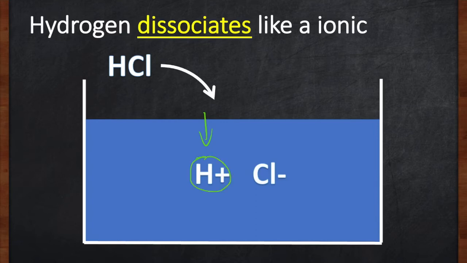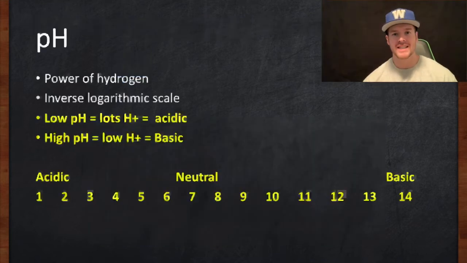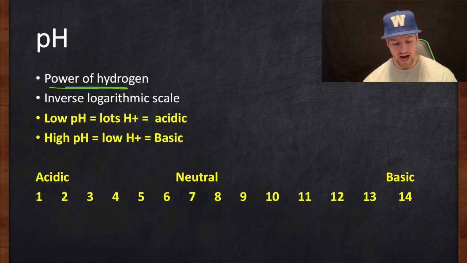So an H+ is just 1 proton and it is pretty reactive, and this H+ is what makes something an acid. If we have H+ in solution, it is considered to be an acid. How we measure acidity is on the pH scale. Now pH stands for power of hydrogen, so we can see it relating to hydrogen more here.